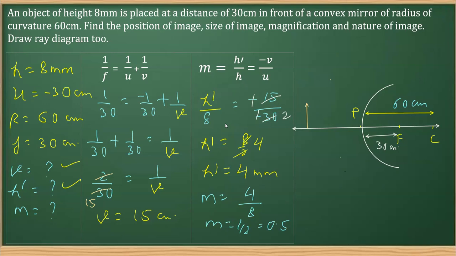Now, finally, we can say what is the nature. Once we got the magnification here, we can say what is the nature. As you can see that here v is positive, indicating the image is virtual, erect and diminished. Now, they're also asked to make the ray diagram. So for making the ray diagram, let's see.